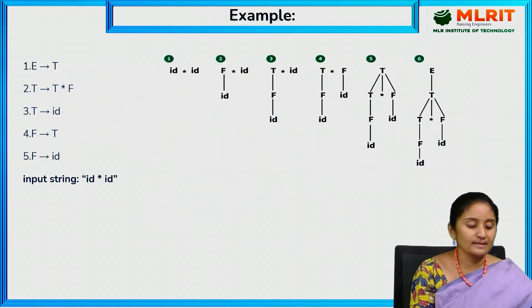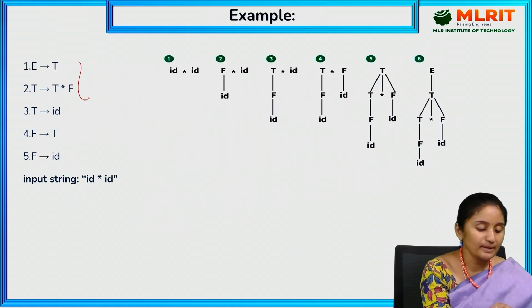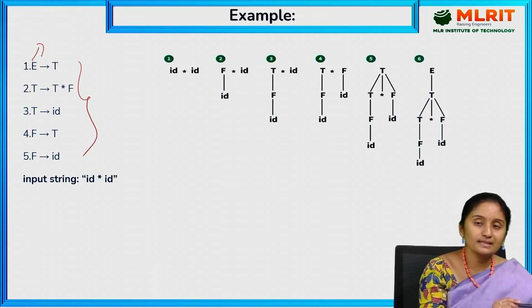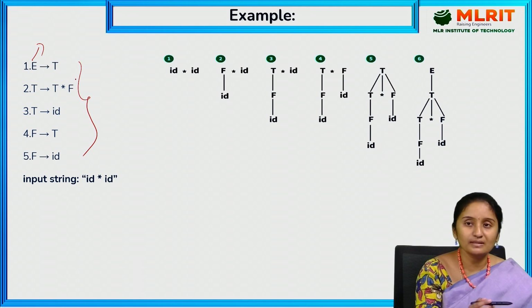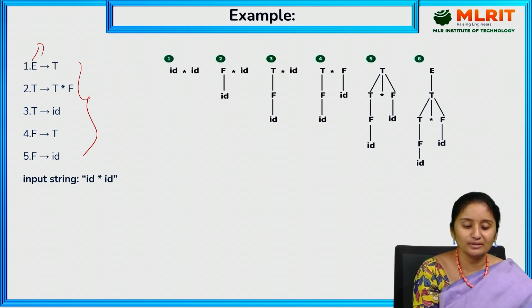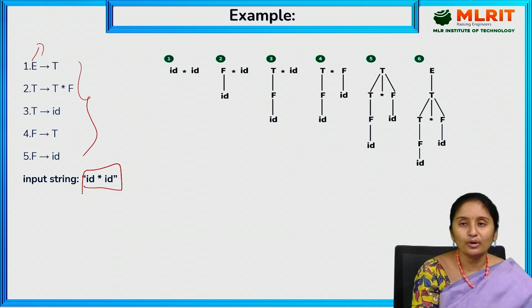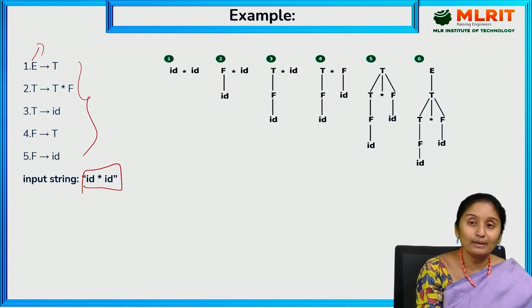Let's see an example. This is my grammar. A grammar consists of productions. The left side, the LHS, has a non-terminal, and the right side, the RHS, has a combination of terminals and non-terminals. Let us take the input string id * id. Now I am going to apply bottom-up parsing to this input string.